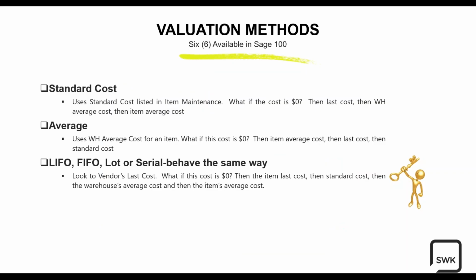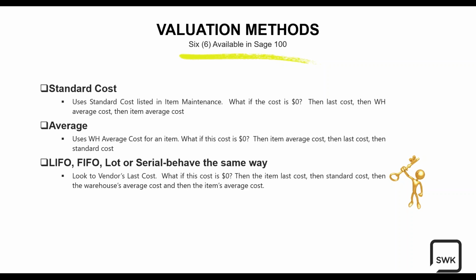The next priority in our hierarchy, as I've mentioned before, is an item's valuation method. As you may know, there are 6 valuation methods in Sage 100. Here's how they work. Standard cost items: items with this valuation use the standard cost listed in item maintenance, assuming no vendor-specific costing is set up.